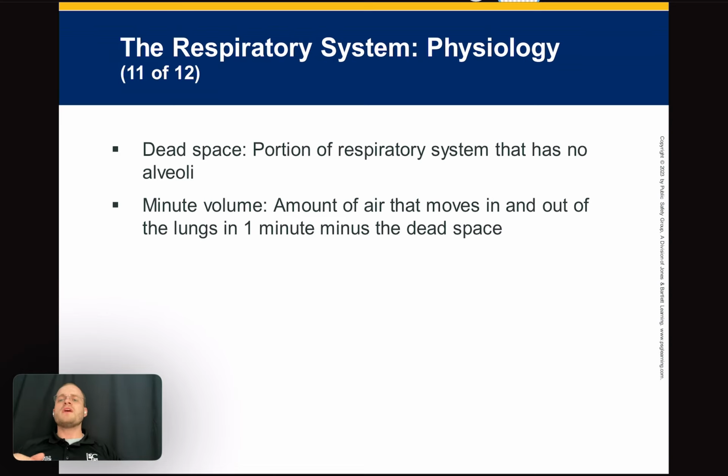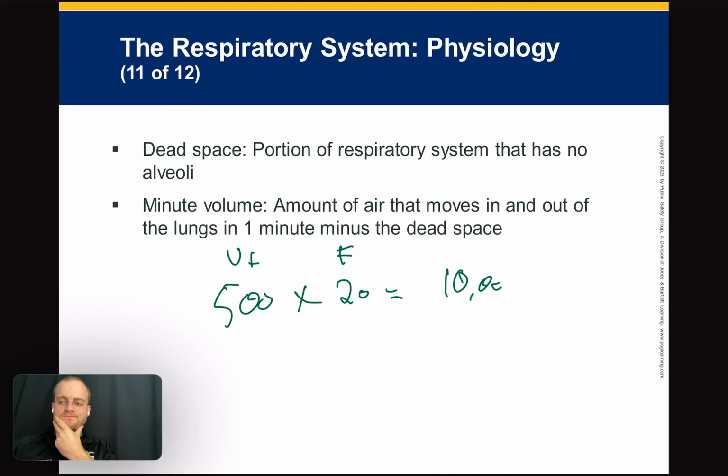Minute volume. This is the amount of air that's breathed in and out in 1 minute minus the dead space. What does this look like? You don't need to memorize this. So let's just say the normal tidal volume is 500 milliliters. And let's just say I'm a little anxious guy. I breathe 20 times a minute. So this is your frequency, how many times you're breathing a minute. So what's 500 times 20? I think that's 10,000.